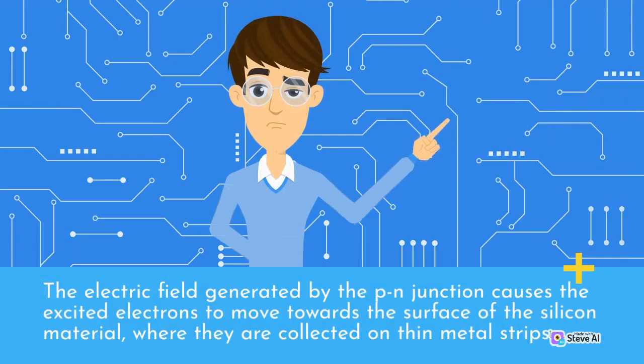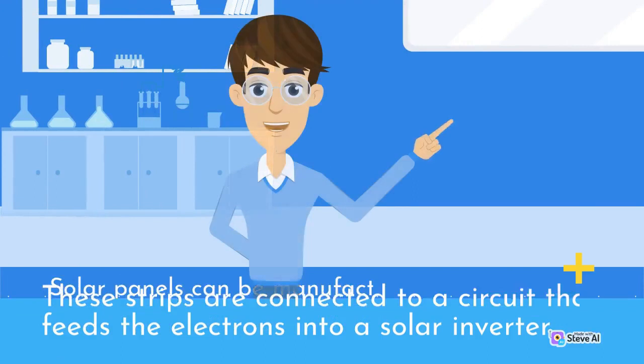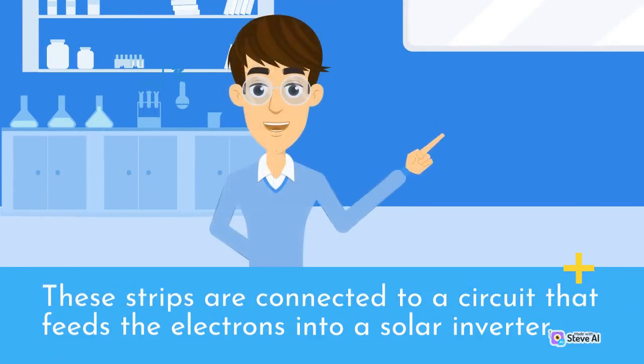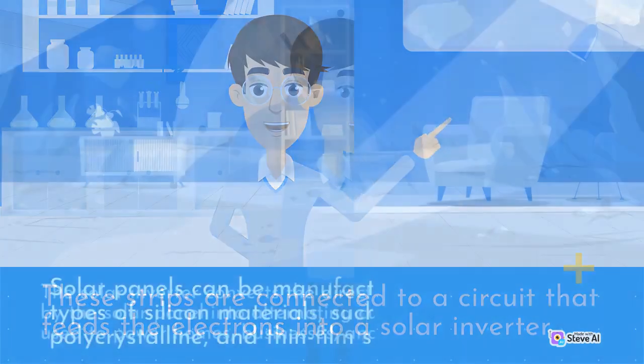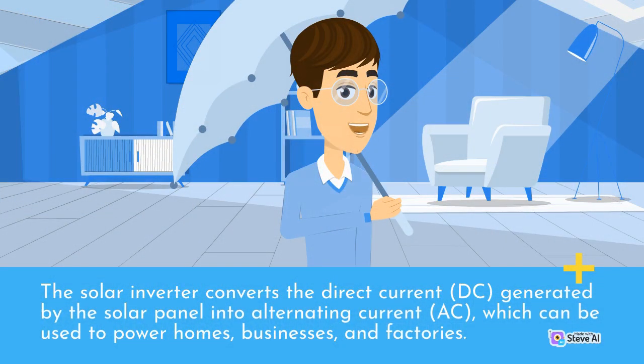The electric field generated by the p-n junction causes the excited electrons to move towards the surface of the silicon material, where they are collected on thin metal strips. These strips are connected to a circuit that feeds the electrons into a solar inverter. The solar inverter converts the direct current, DC, generated by the solar panel into alternating current, AC, which can be used to power homes, businesses, and factories.